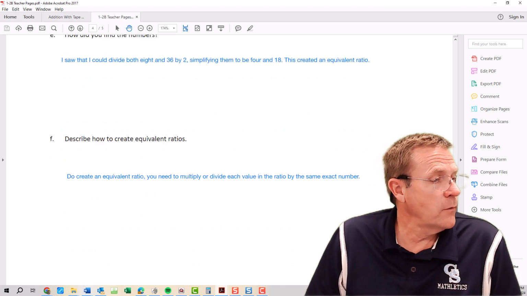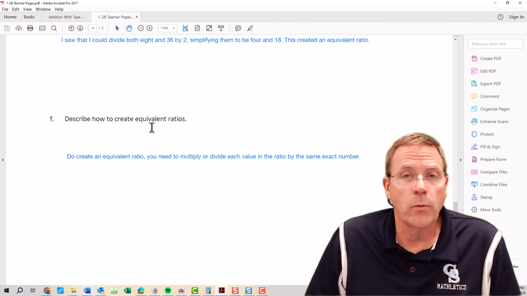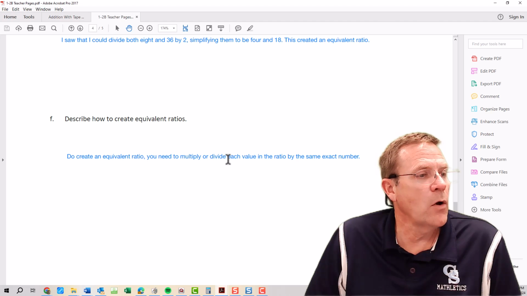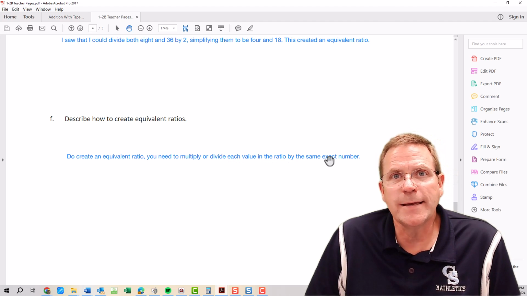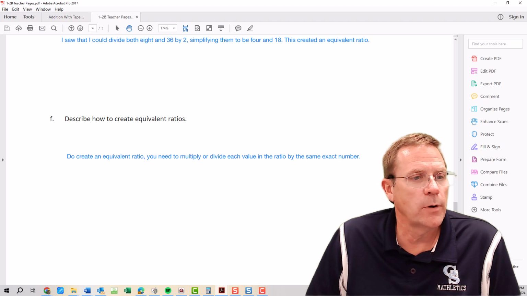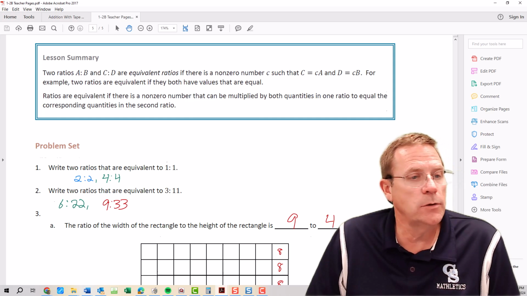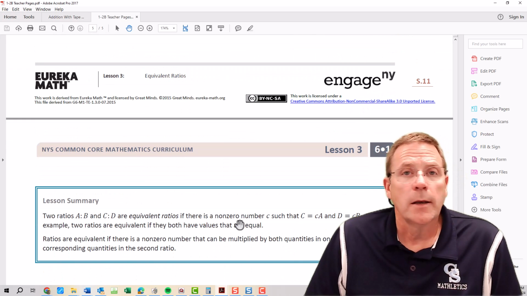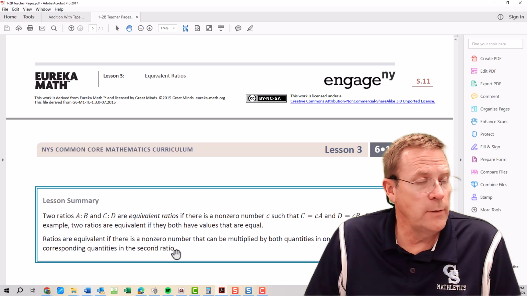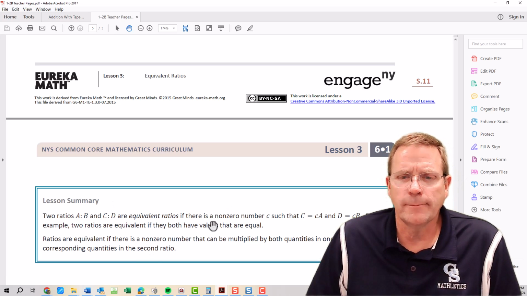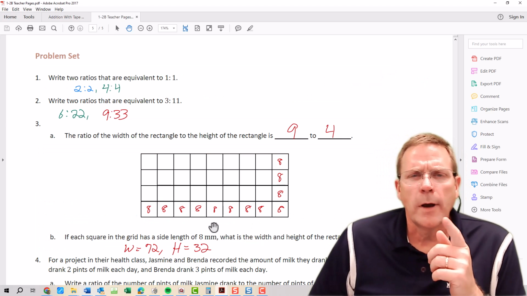And then from there it says, how do we create equivalent ratios? Well, the answer to that, to create an equivalent ratio, you need to multiply or divide each value of the ratio by the same exact number. That's what I put in there. We were almost done, but we still have one more page to do. So for this page, pause the recording, read through your instructions, answer the remaining questions, and then get back with me. So how did it go?